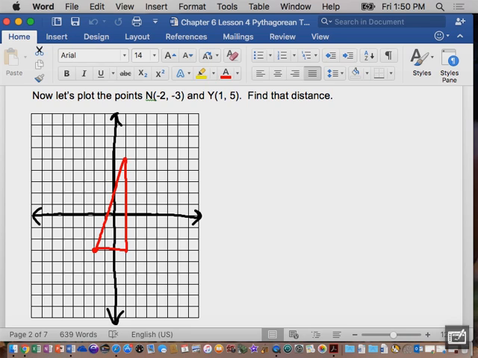Okay, how long's this side? 3. How long's this side? 2, 4, 6, 8, good. Now, Ava, what did you get? 9 plus 72 equals 8 squared, and then 81, and then I got 81. We square root that as 9.